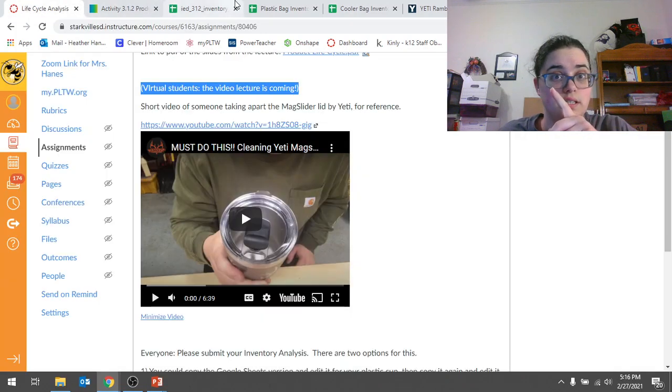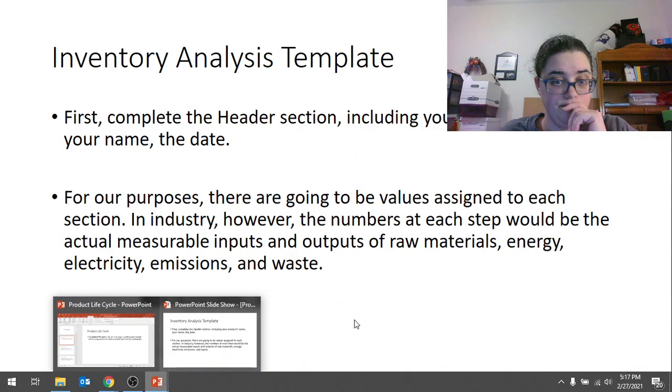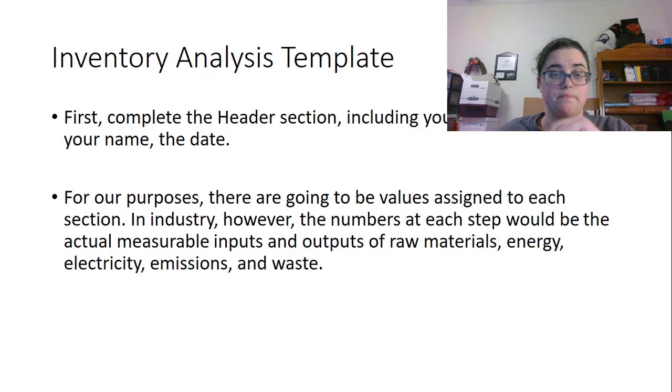But let's take a look at this right here. So the first thing you do with an inventory analysis template is you're going to put your name, product name, and the date at the top of it.